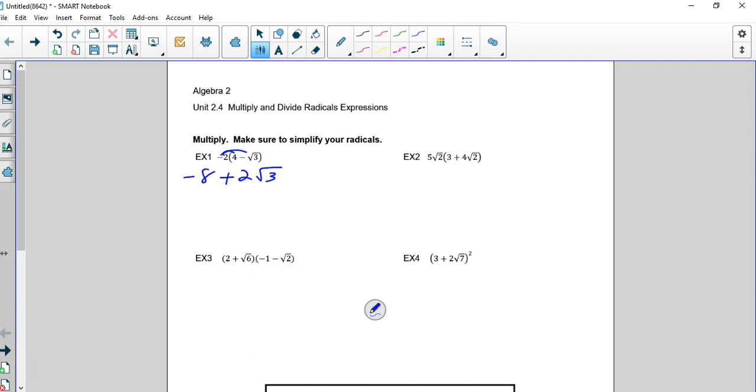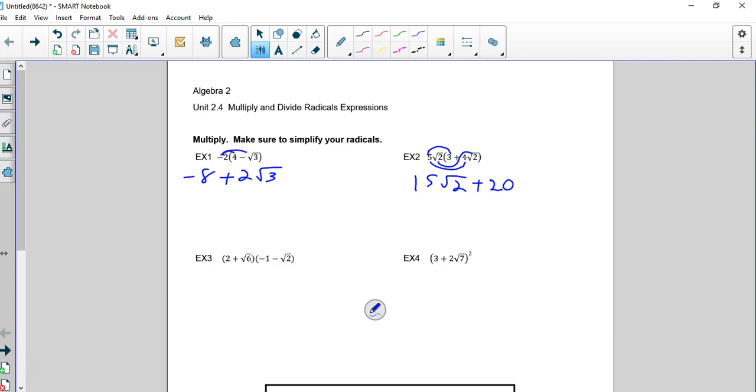Number 2. This 3, when you send the 5 radical 2 in, the 5 is going to multiply by the 3. When we send it into the second one, the 5 will multiply by the 4, and the radical 2 will multiply by the radical 2. In, out, out. So 5 times 3 is 15, and that's radical 2. Plus 5 times 4 is 20.